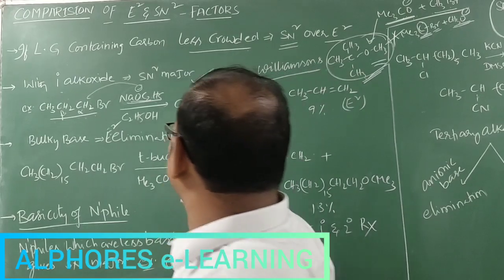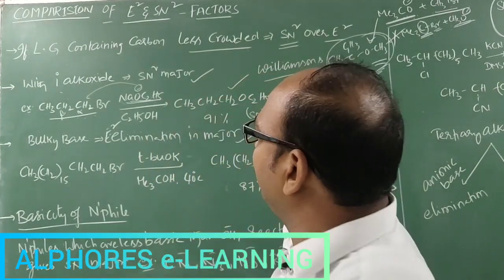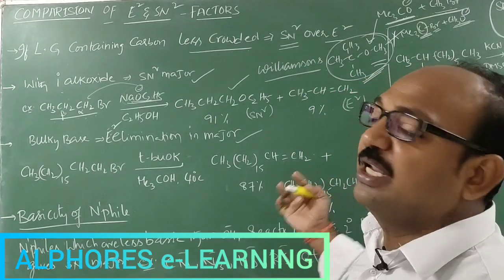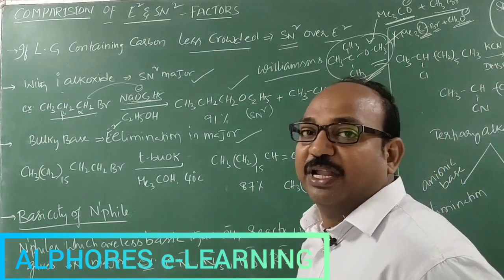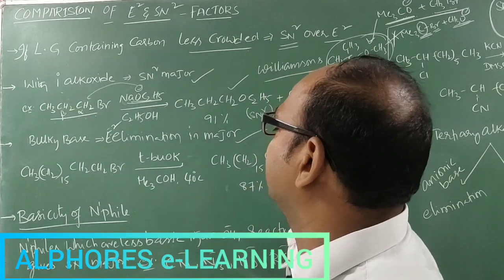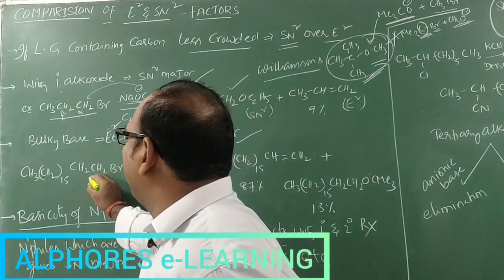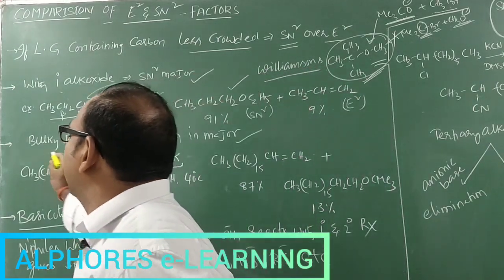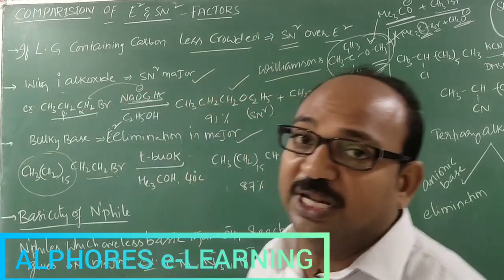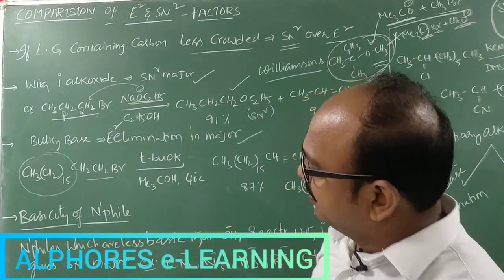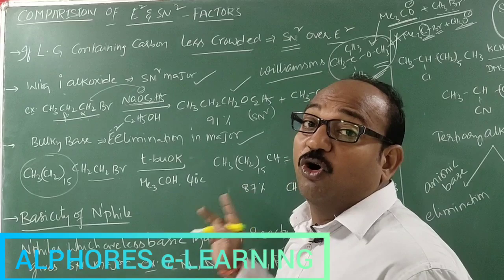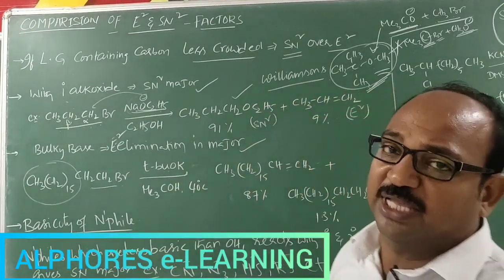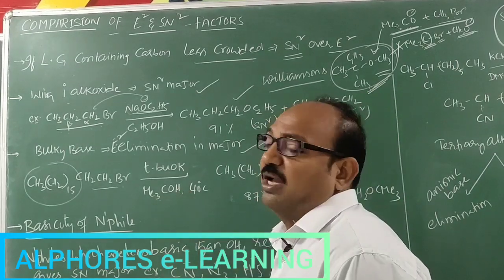A bulky base leads to elimination as the major pathway. With an increase in bulkiness of the attacking base, the E2 product increases. I used to consider here a primary alkyl halide, but here with a 16-carbon-atom-containing alkyl group. That means primary only, but since it consists of more carbon atoms. And I am using potassium tertiary butoxide in tertiary butyl alcohol solvent.